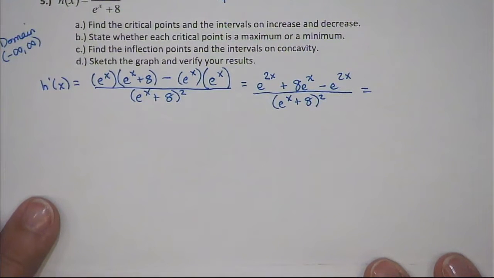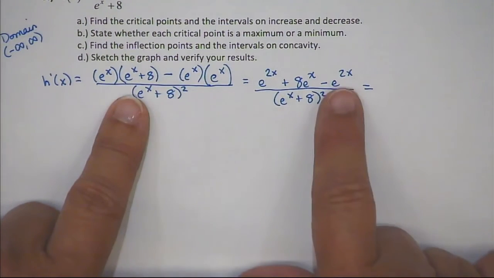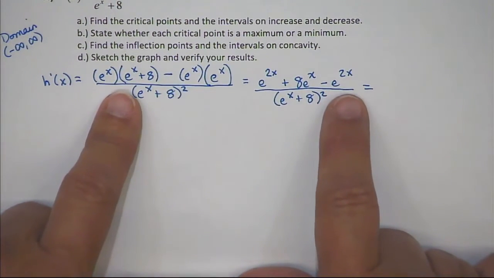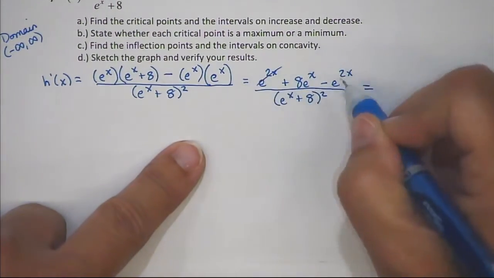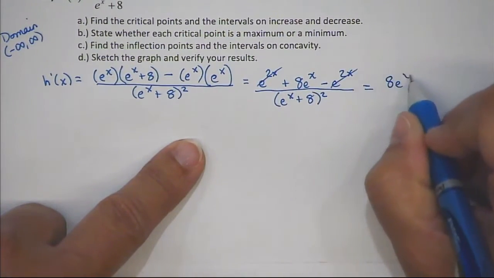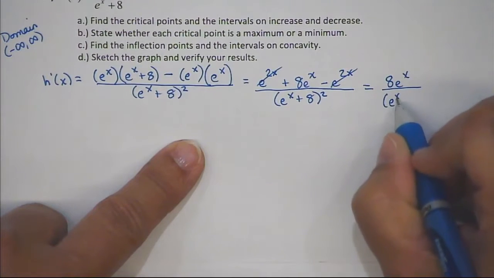Okay, with me? When those multiply, oh, never mind, sorry. Yeah, you add the exponents, right? So 1x plus 1x, not x squared. Be careful with that. Luckily, if you did it the wrong way, they'd still cancel out. On this one, it'd be okay. All right, so these are going away. So we're left with 8e to the x over e to the x plus 8 squared.